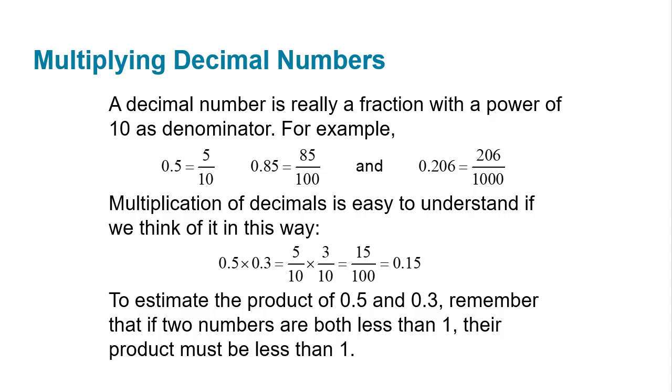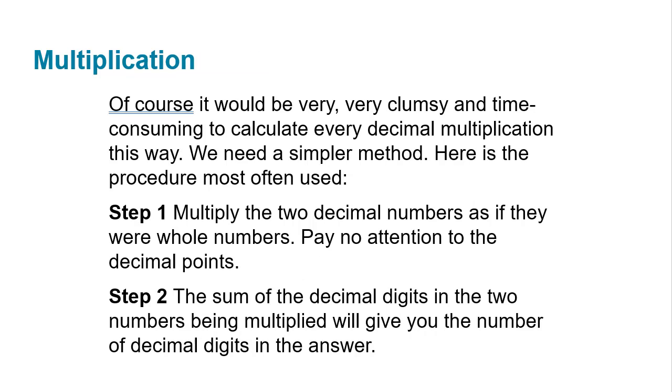Now, we know that if two numbers are both smaller than 1, their product will always be smaller than 1. So it makes sense that it got smaller at this point. Well, there is a much easier way to do this, because converting everything into fractions and then doing the fraction multiplication and then putting it back into a decimal, that's just overly complicated.